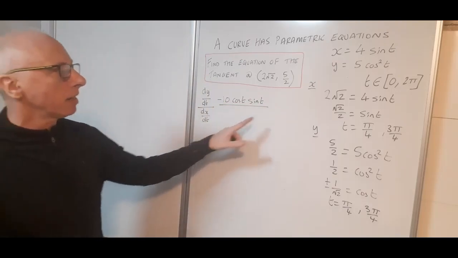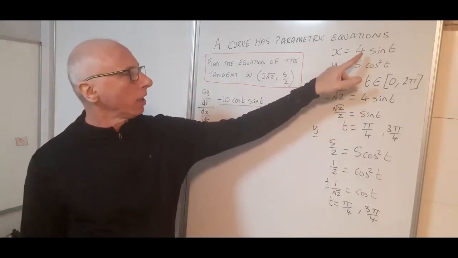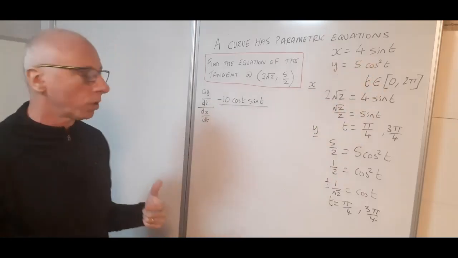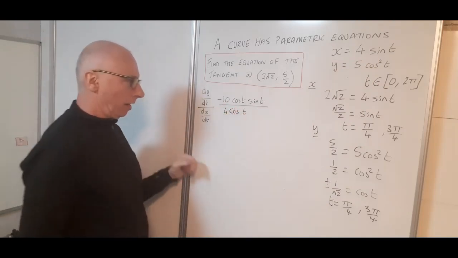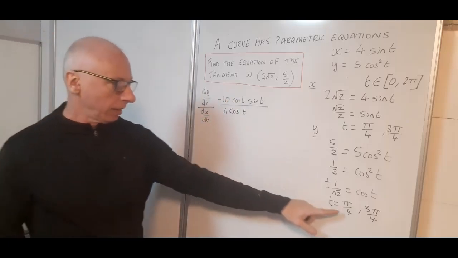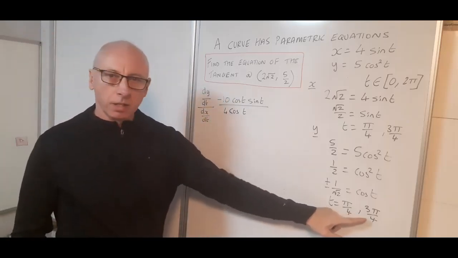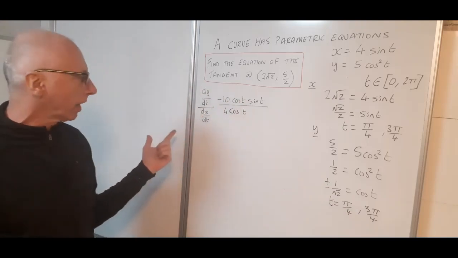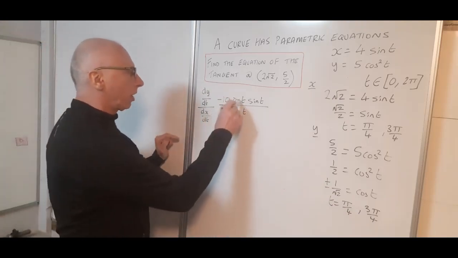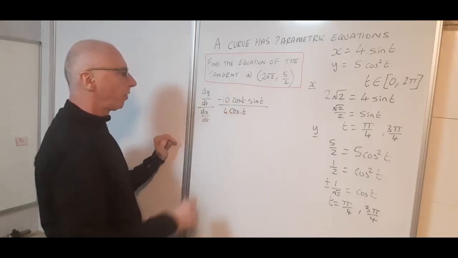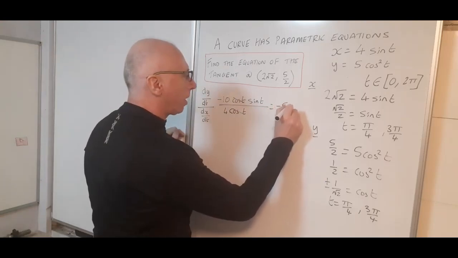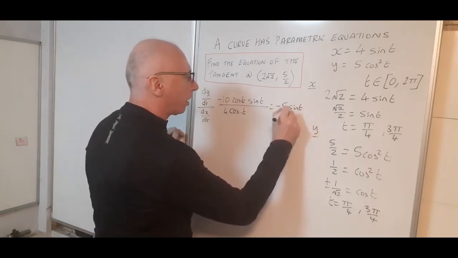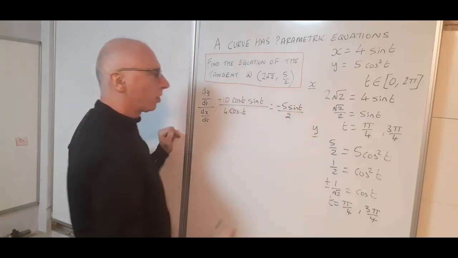And now my dx/dt, a bit more straightforward. 4 sine t becomes 4 cosine t. And then what I'm going to do is simplify this and put t into it to see what I get. So the cosines cancel out, and that becomes 5 over 2, so that becomes minus 5 sine t over 2.